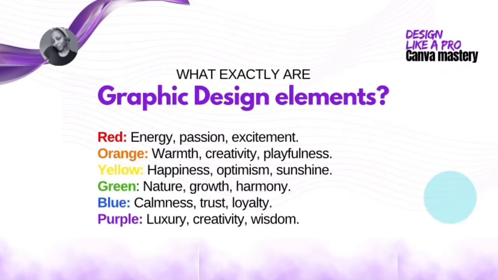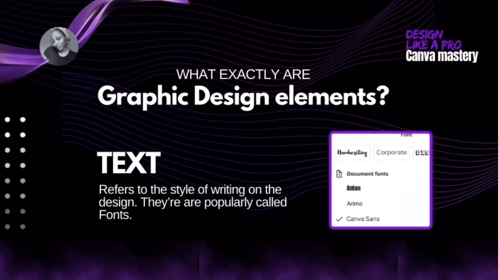Okay, so moving on, the next element here is text. Text refers to the style of writing on the design. They are popularly called fonts, and they are simply used to communicate messages and express the ideas, the whole information the particular flyer or graphic is trying to pass.